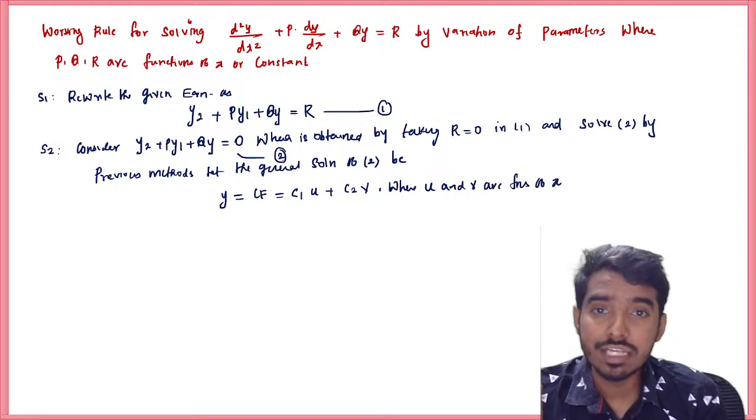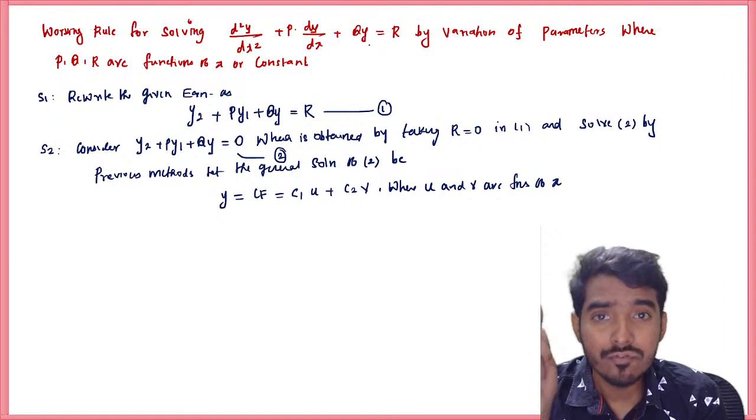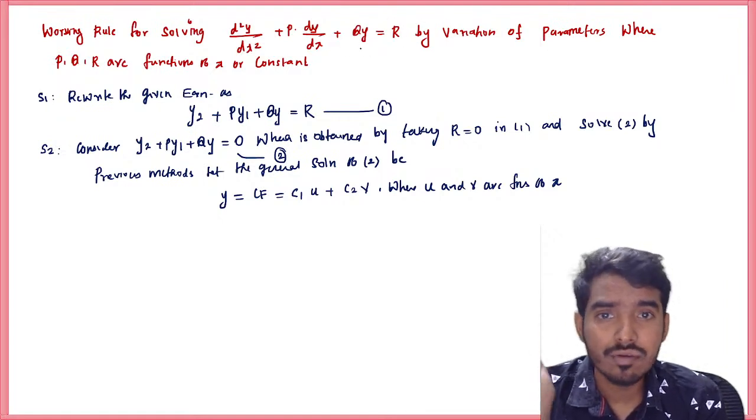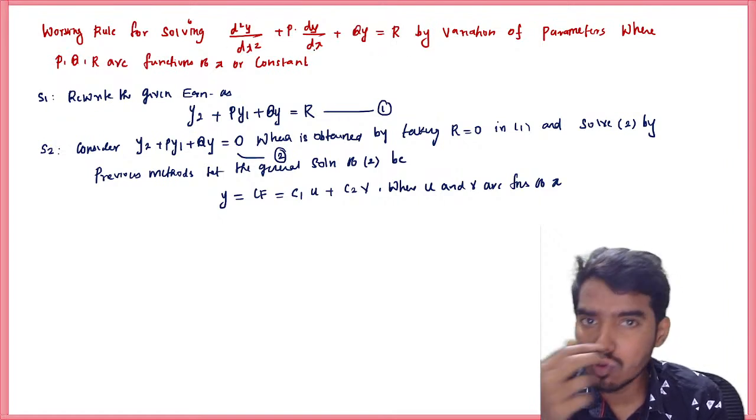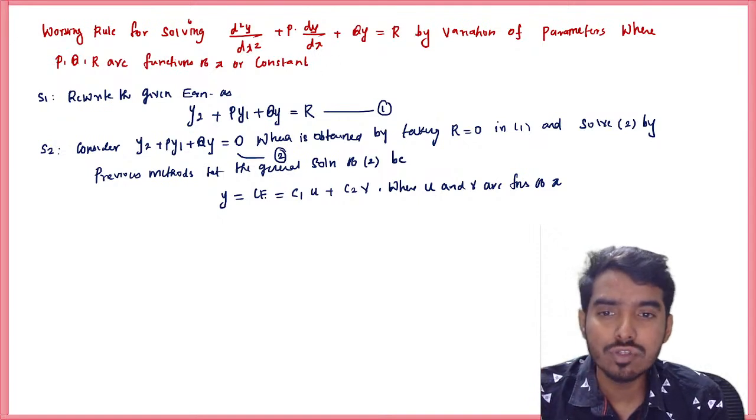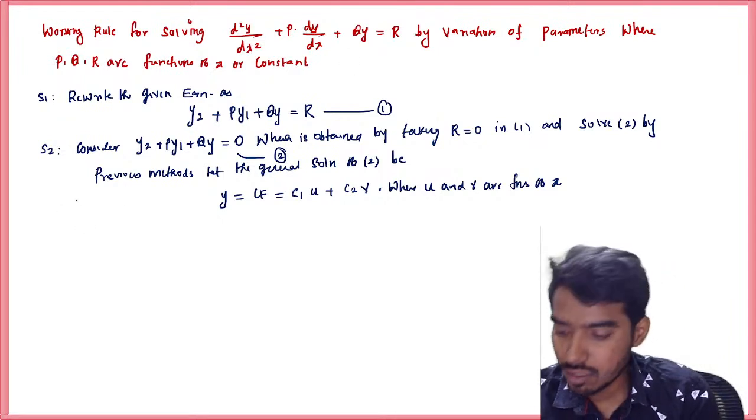Now what is the first step? Whatever r may be, first you find the CF. Method of finding CF is very easy. You just put r equal to 0 and solve this equation. You will have two roots. Based upon the nature of roots, you find the CF, and from CF you write it in this pattern: write the CF as C1u plus C2v. U and v you have to find based on the problem.